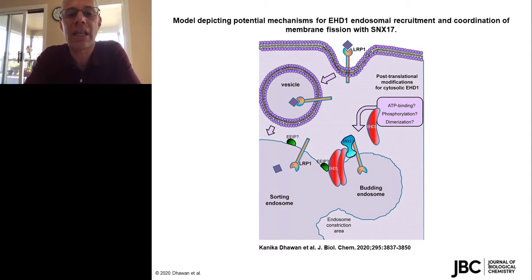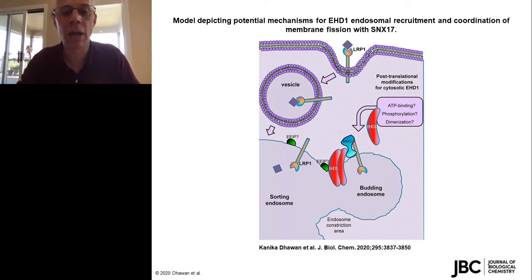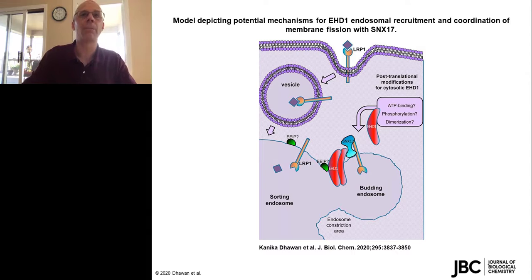But later, the EHD1 somehow is moved along the endosomal membrane where it comes into contact with SNCC17 and allows the fission to occur at this constriction region, release of this budding vesicle, and its recycling back to the plasma membrane. So loss of either EHD1 or SNCC17 in this way would account for a retarded recycling of receptors back to the plasma membrane.